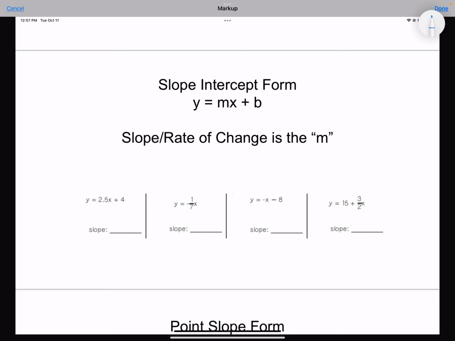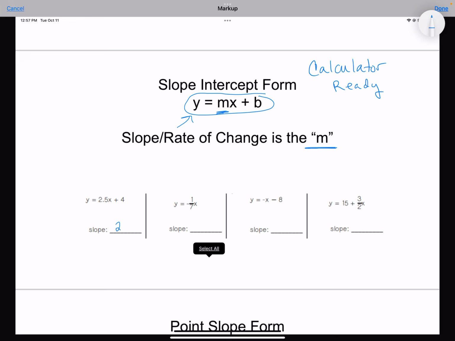So for the equation, this right here is the most important form of a linear equation. We also call it calculator ready, because this is the form it has to be in order for you to plug it into the calculator. M is your slope. If the y is by itself, the m is always going to be your slope. So y equals 2.5x plus 4.